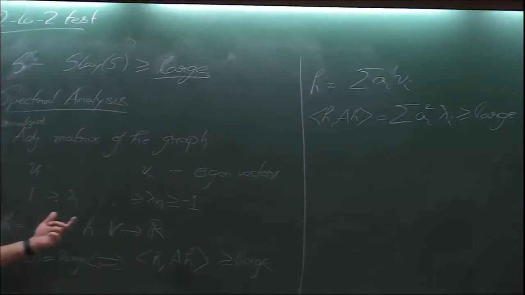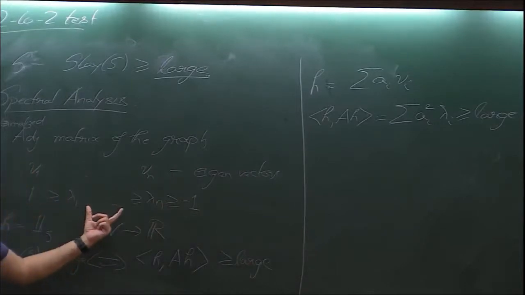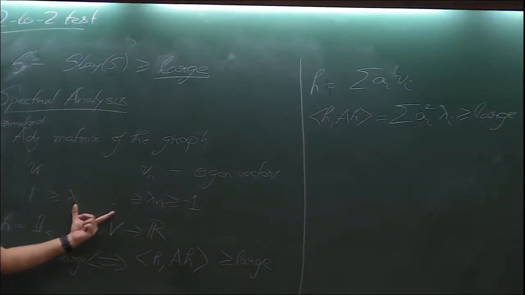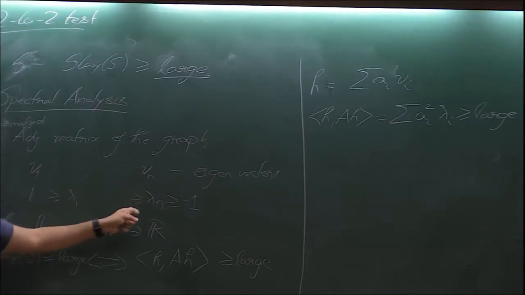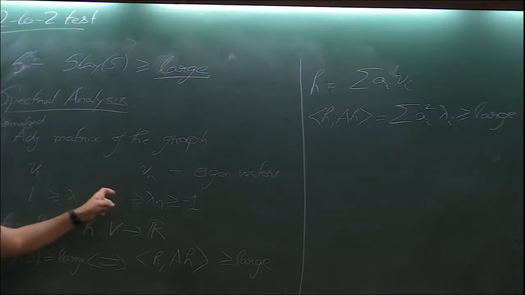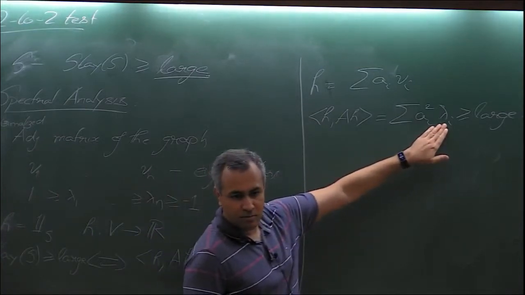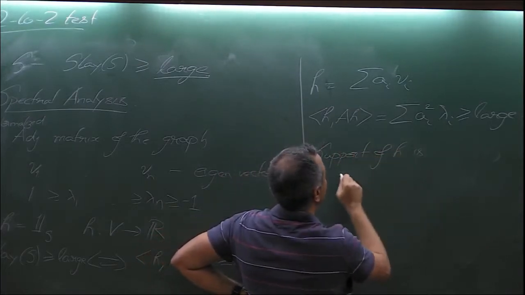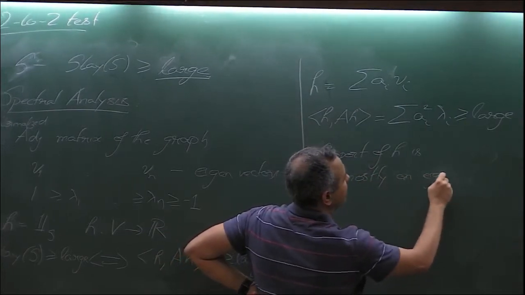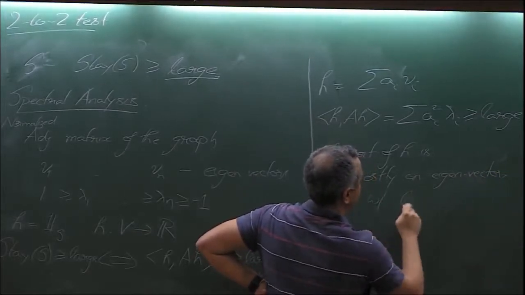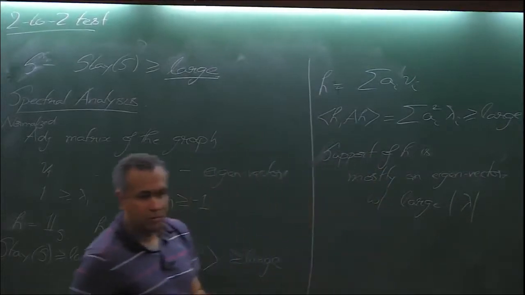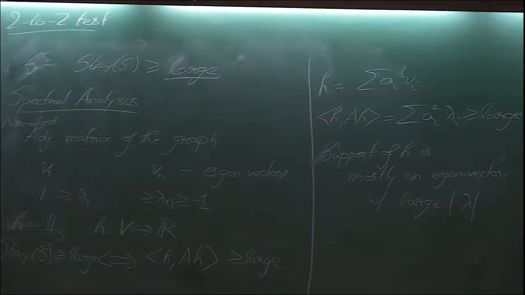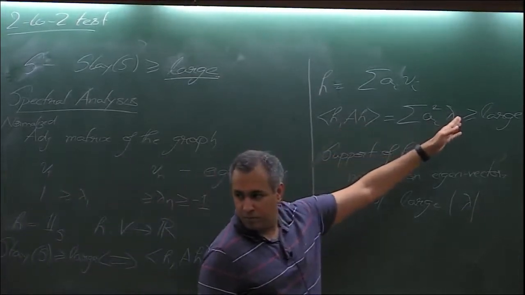Now, if this has to be large, the components corresponding to small lambda cannot contribute. So H has to have most of its weight on eigenvectors which have large lambdas, because if H had most of its weight on eigenvectors with small lambdas, this quantity would be small. So this already tells us the support of H is mostly on eigenvectors with large absolute value lambda. If the staying probability of a set is large, then when you write its indicator vector in the eigenbasis, the weight should be on eigenvalues close to one. It can't be on very small ones, because then this quantity will be small.